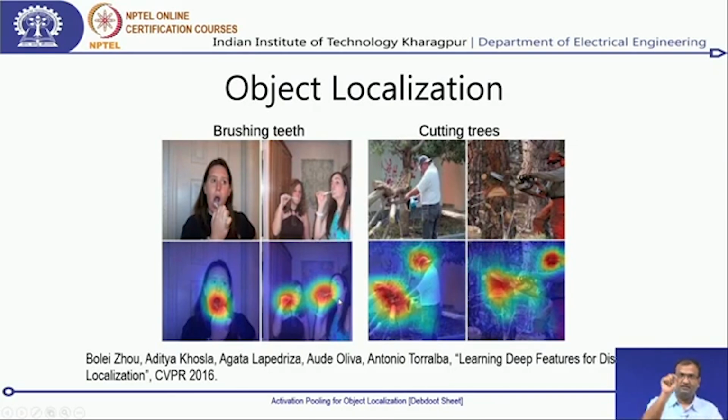Somewhere, if this region was marked as the region which signifies that the person is brushing their teeth, or this is the region which signifies that somebody is cutting a tree, then it becomes much easier. However, here you do not have that. So, here what we tell is that the image is something which specifies an action.